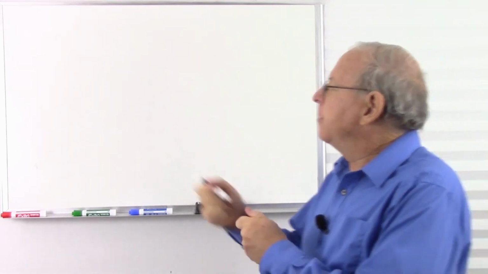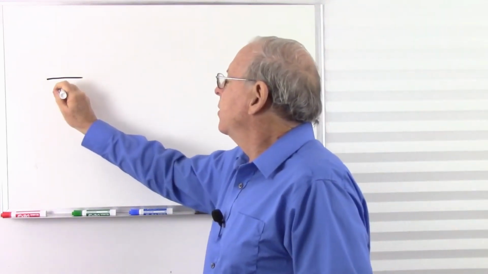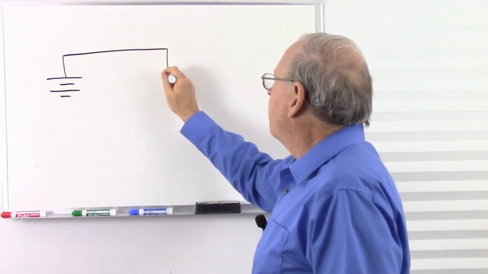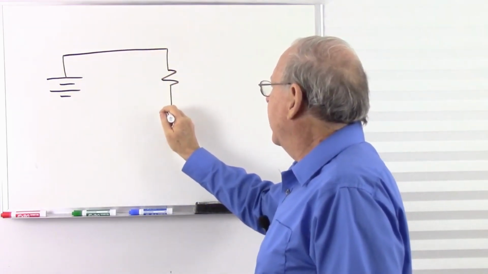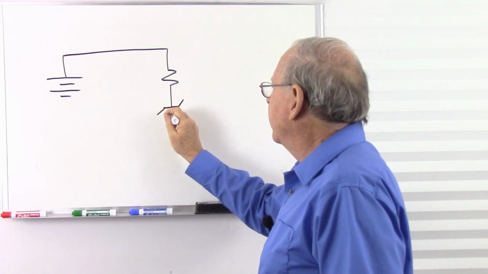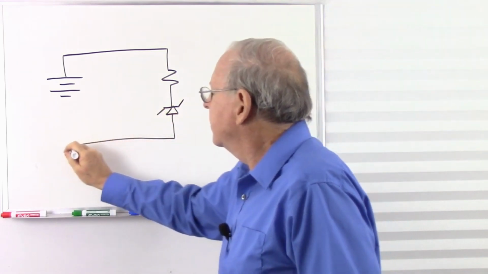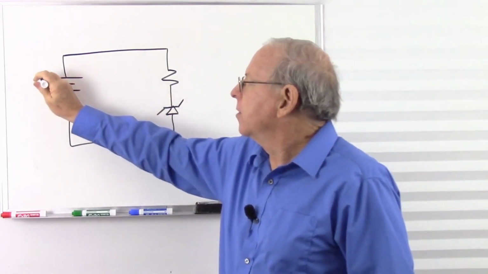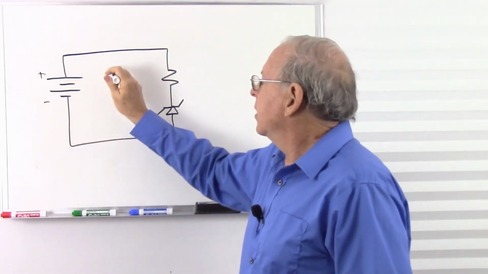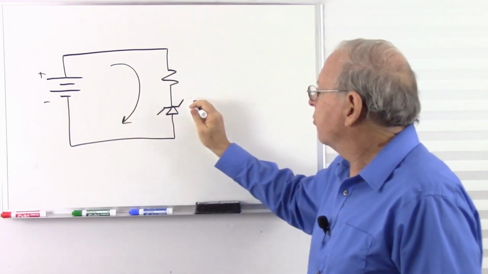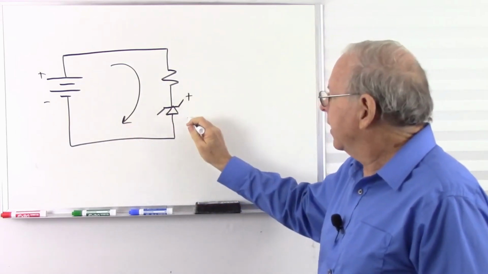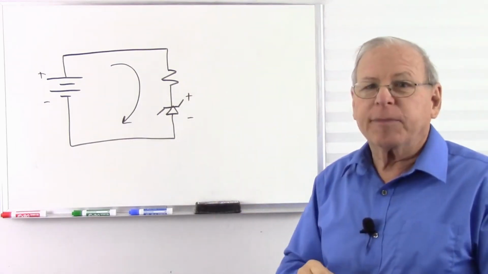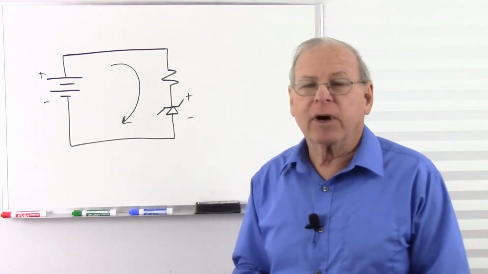So let me make a demonstration circuit to demonstrate what a Zener diode does. So we have a battery, a resistor, and a Zener diode. Now I've put the Zener diode in such that we have our positive and negative. Conventional current is flowing that direction, so we get positive on the cathode and negative on the anode. So this Zener diode is reverse biased because that's where we are interested in what Zener diodes do.